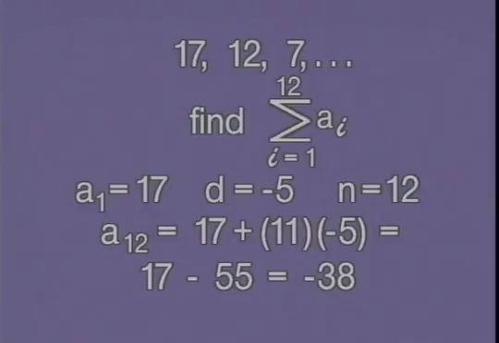The first term is 17. The common difference is negative 5. I add a negative 5 to 17 and I get 12. I add a negative 5 to 12, I get 7. And the number of terms is 12. Remember, to work that formula, I need to get the 12th term, which I don't have yet. So at the bottom of this visual, we get the 12th term, which you can see, using the formula, we get negative 38. Now we go to the board.